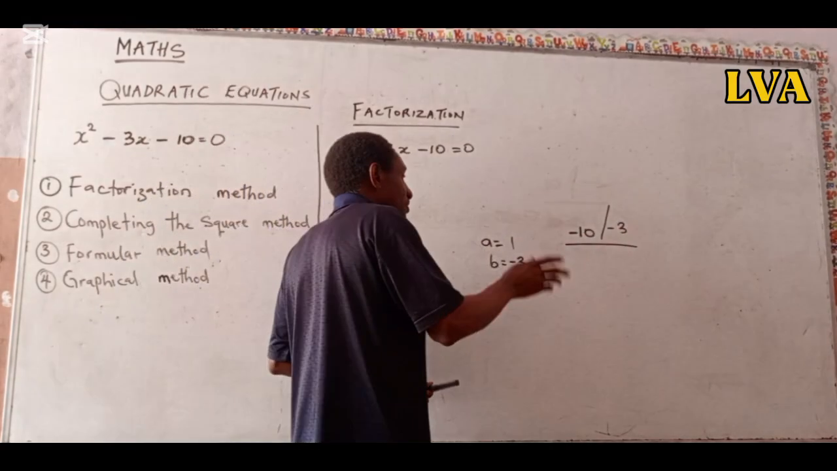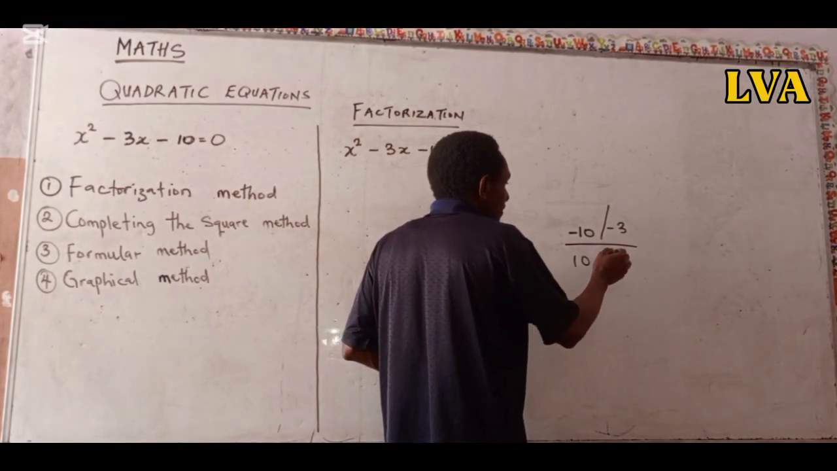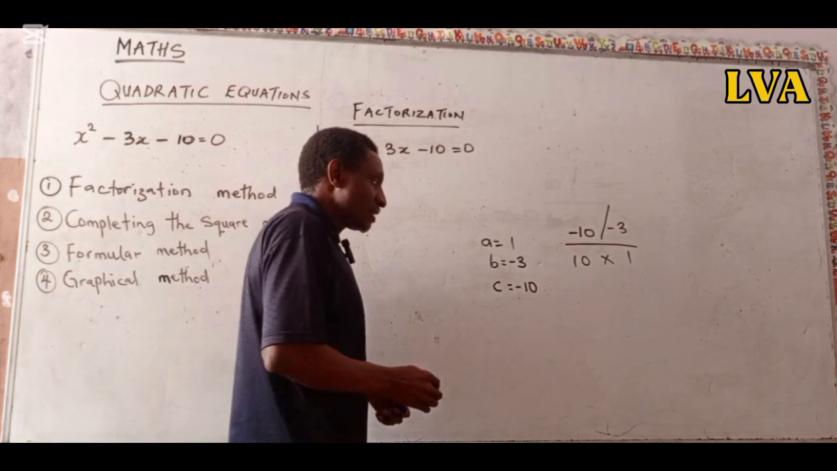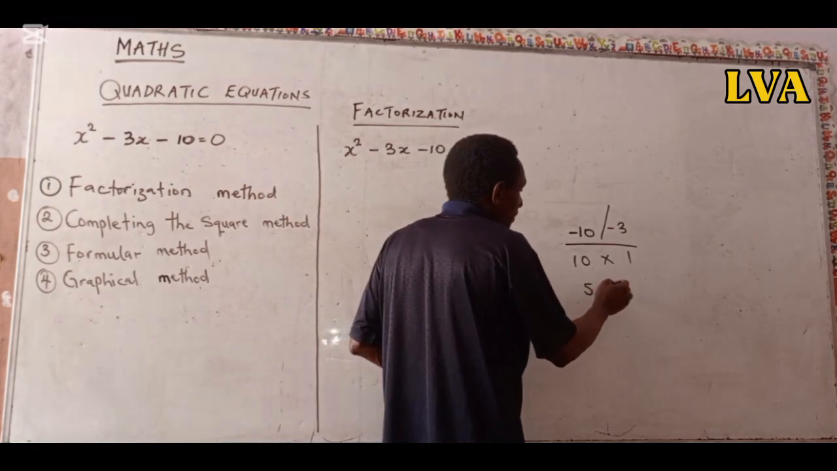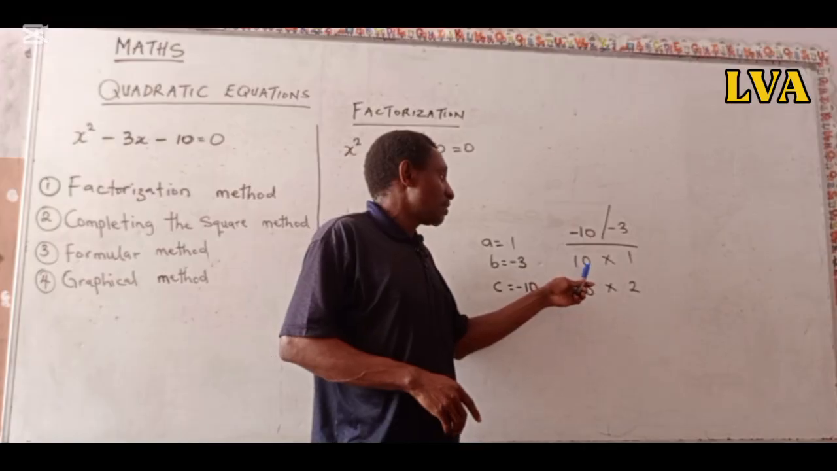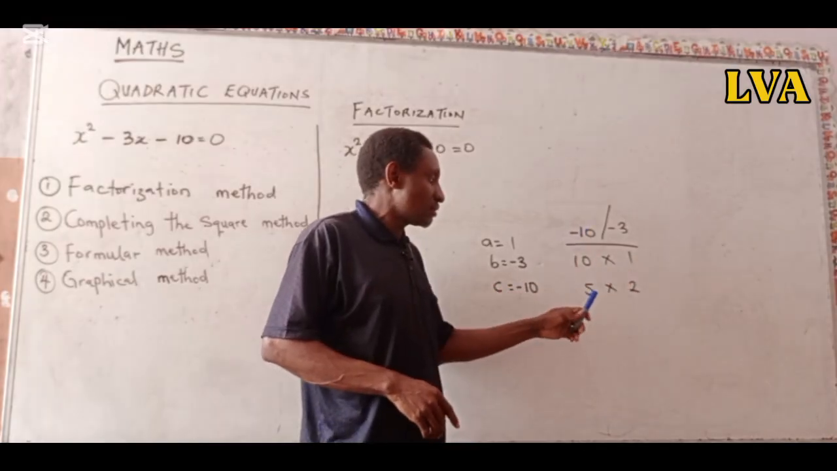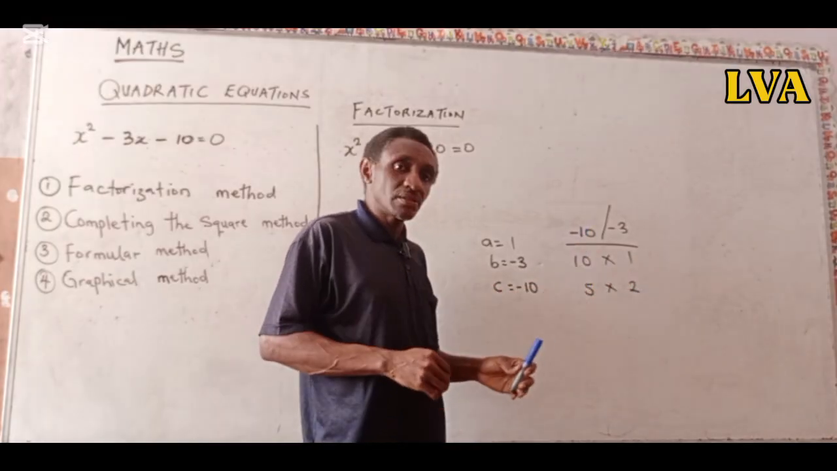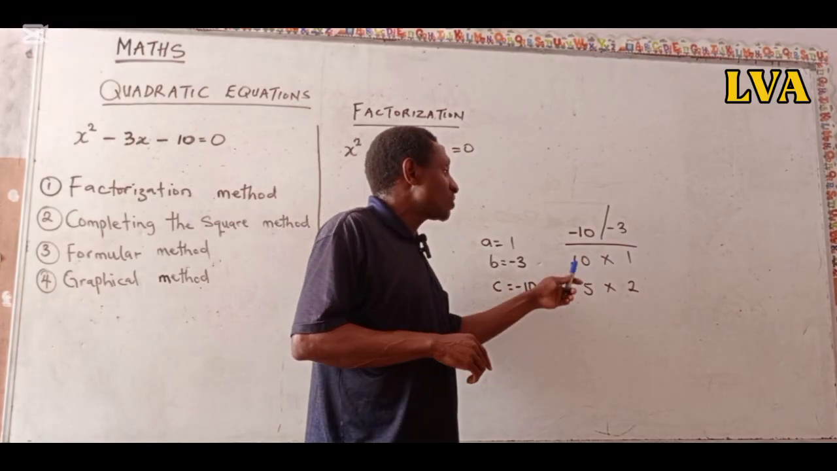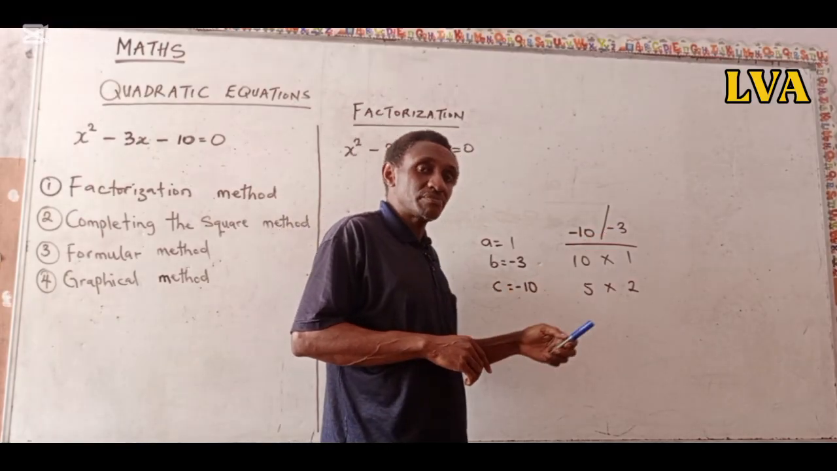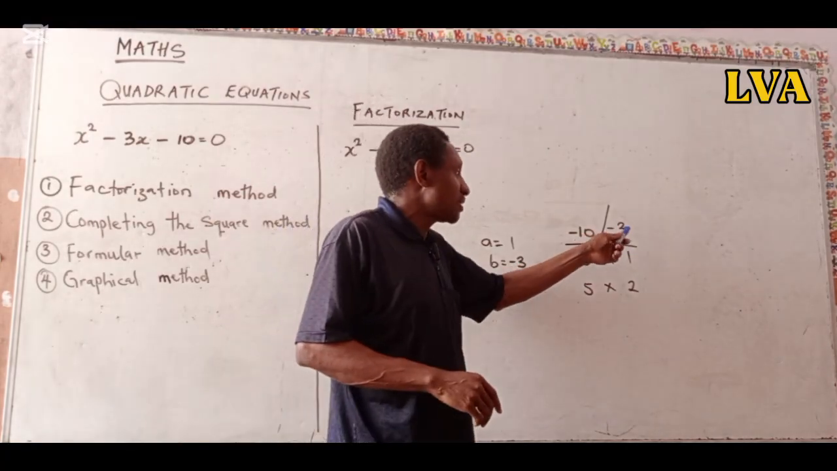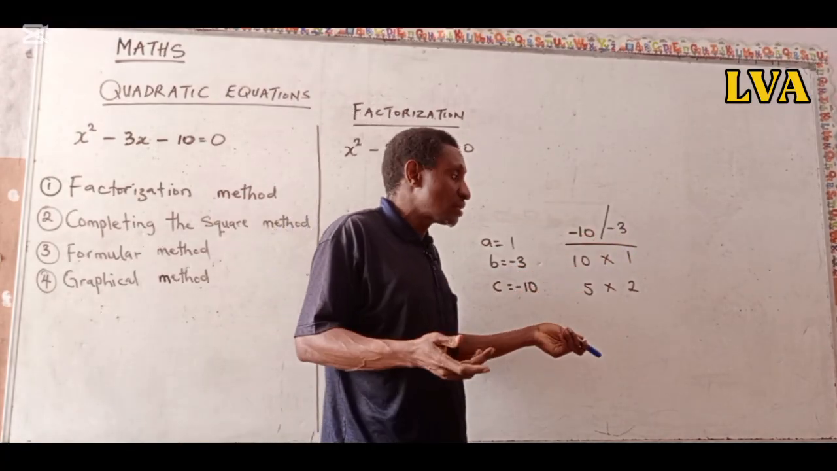Now looking at 10, for example, I know I can get 10 from multiplication like 10 times 1. I can get 10 from multiplication of numbers like 5 times 2, because 10 times 1 is 10, and 5 times 2 is also 10. Now, of these possible multiplications, I will choose the one that can give me what I'm looking for here. If you look at 10 times 1, there's no way you can get 3 from it. 10 times 1 is 10.